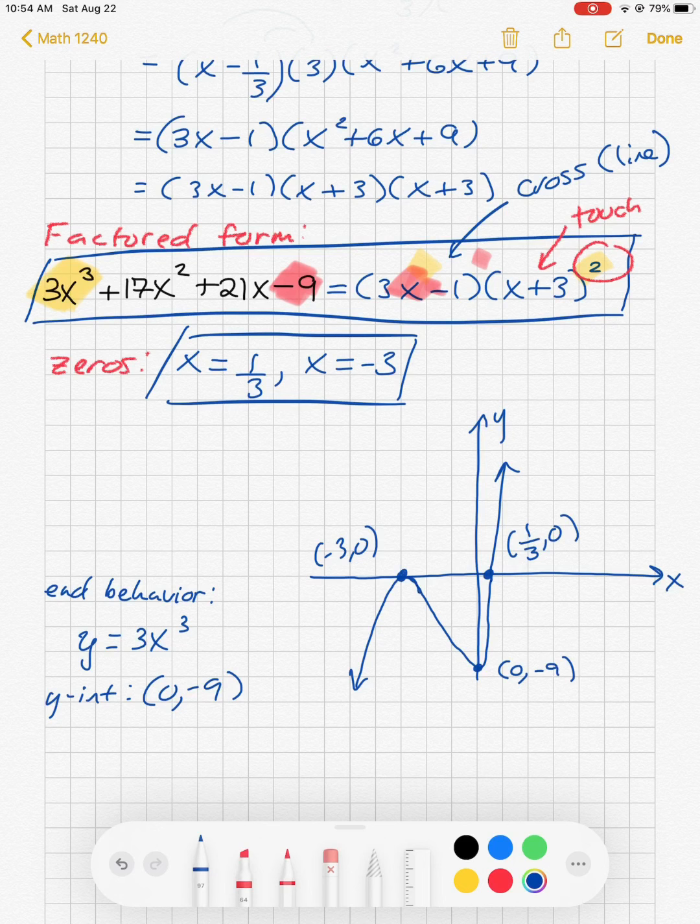Okay, so there you have it. So I have a graph of this polynomial function. So this section just gives you an extra tool, how to go about finding the zeros for more complicated polynomials.